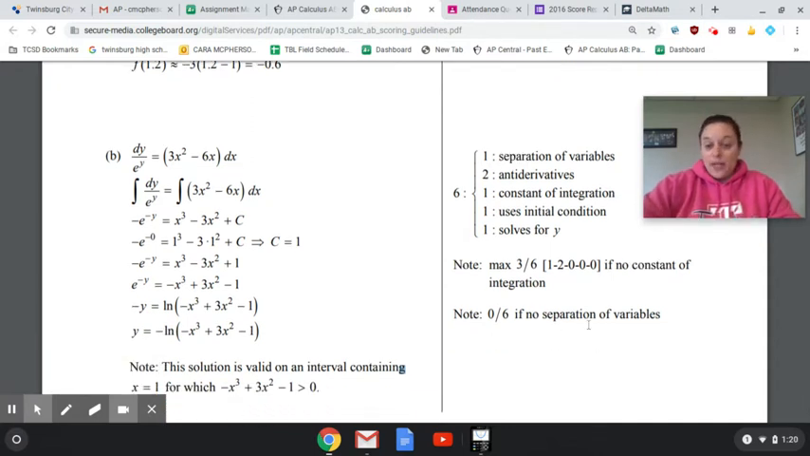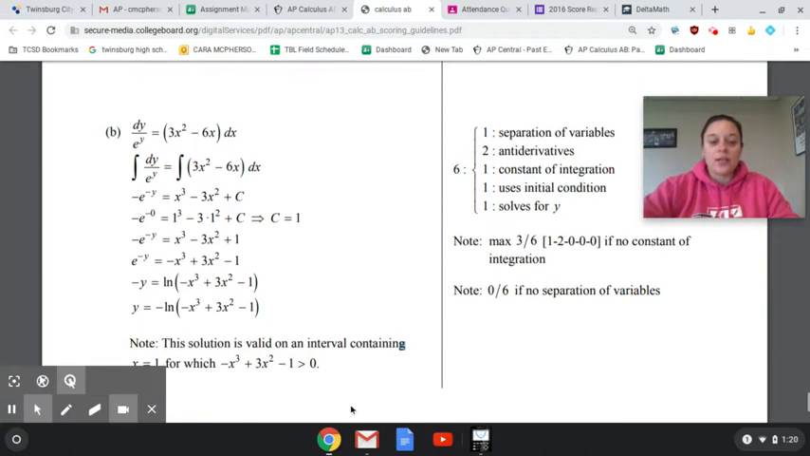If you don't separate, you get nothing. If you separate, integrate, but then don't put a plus C or ever deal with finding C, then the most you can get are the first 3 points. The note is not necessary. The note is just making sure that it's part of the domain. You can't take the natural log of something negative, but that does not factor into their scoring. So if you have all this, then you get 6 points.